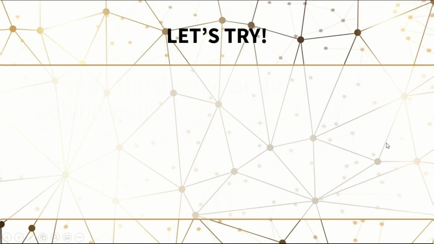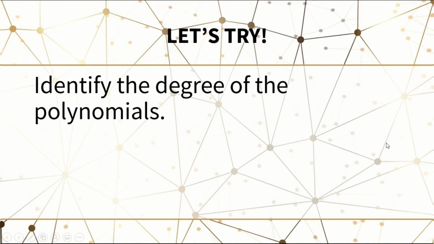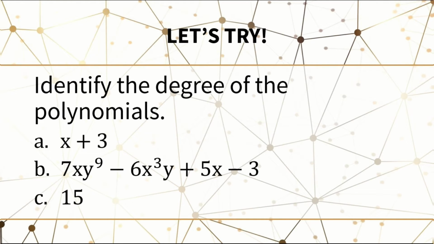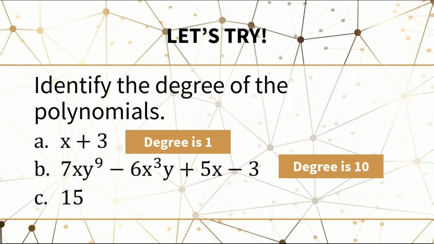So, let us now try answering some questions. Now, we have x plus 3, we have 7xy raised to the 9 minus 6x cubed y plus 5x minus 3, and we have 15. Pause the video if you would like to give it a try. But here are the answers. Letter A, the answer is 1. The degree of the polynomial is 1. Letter B is 10. The degree is 10. And letter C, the degree is 0.